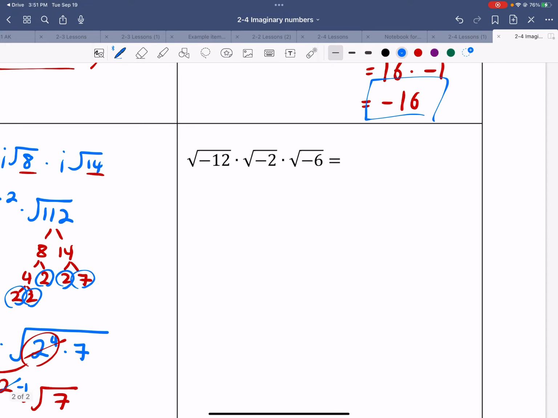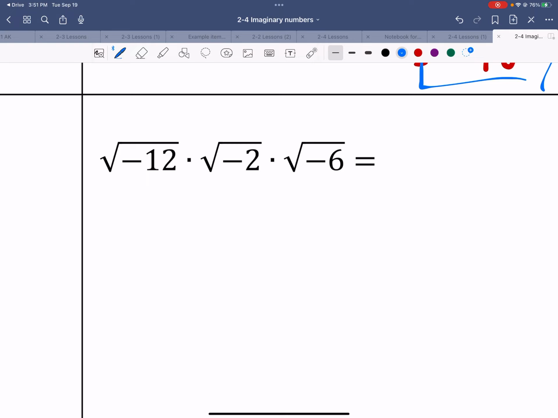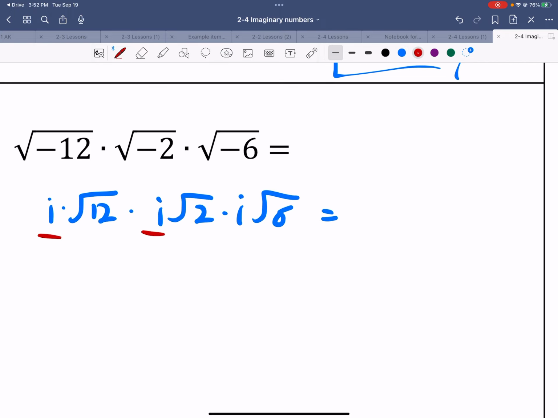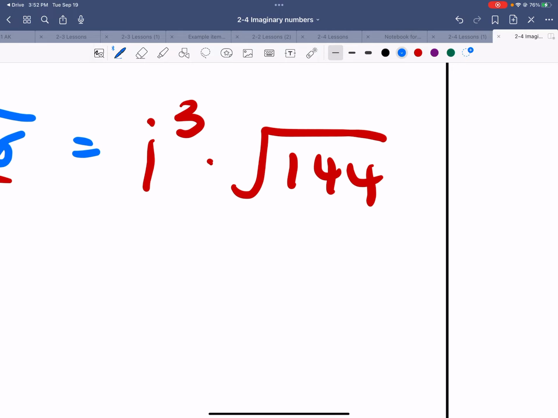All right, last one. And the easiest, I think. This one is I times square root of 12 times I times square root of 2 times I times square root of 6. So when you simplify this, it's going to be I times I times I, which is I to the third power, times square root of 12 times 2 times 6, which is square root of 144. Okay? So let's do this one.